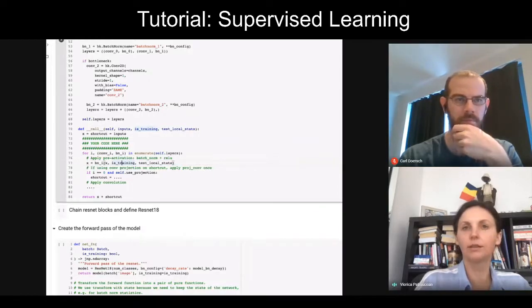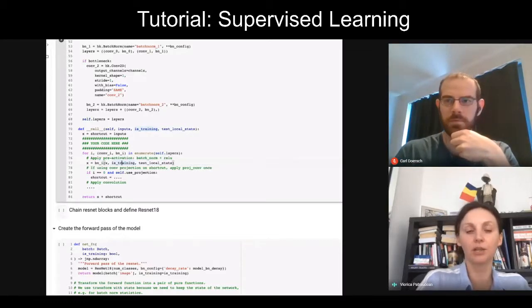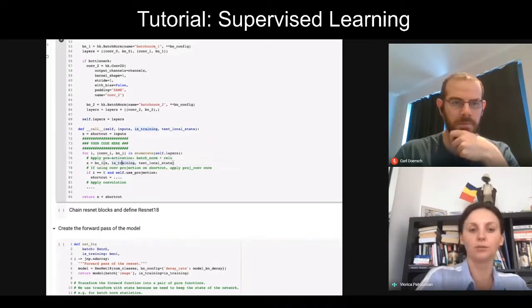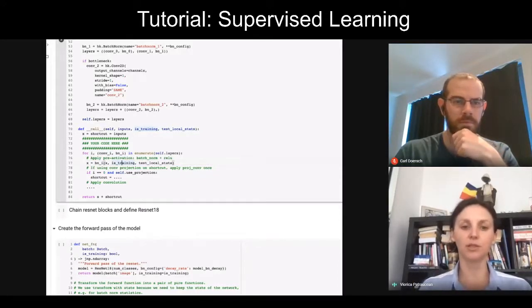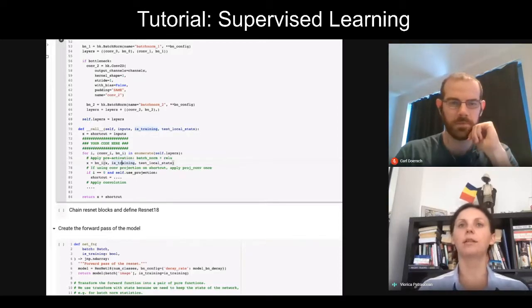Again, I see there are questions about the parameters of batch norm, training and test local stats. As I mentioned, batch norm has different behaviors during training and during testing. During training, we need to update statistics. In batch norm, we generally normalize the activations by computing statistics over the mini batches, computing mean and variance, subtracting the mean and dividing by the standard deviation, so that we obtain activations with zero mean and unit standard deviation.